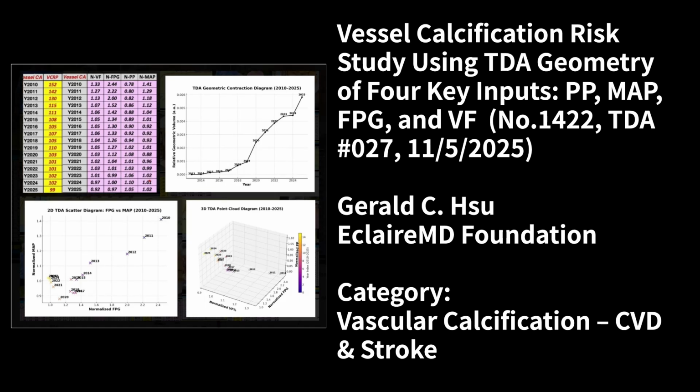Vessel calcification risk study using TDA geometry of 4 key inputs: PP, MAP, FPG, and VF. Number 1422, TDA Sharp 027, November 5, 2025. Gerald C. Eclaire, MD Foundation. Category: Vascular calcification, CVD, and stroke.